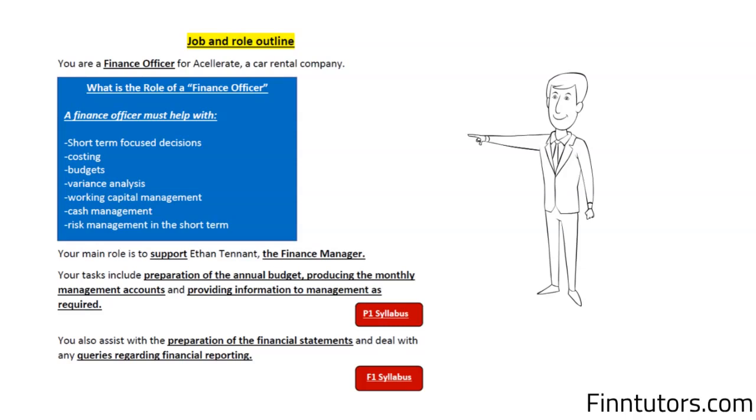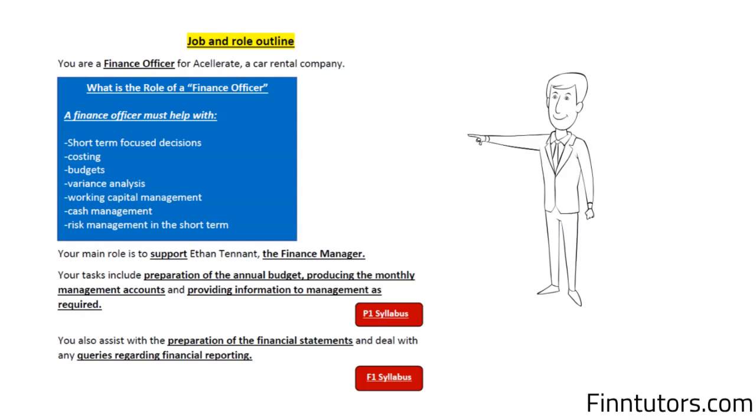So you are a finance officer for Accelerate, a car rental company. So what is the role of a finance officer? Now in the CIMA exam, the role of a finance officer is more short term, focusing on short term decisions, on costing, on budgets, on variance analysis, working capital management, cash management, risk management in the short term. All of these jobs are synonymous with the role of a finance officer.